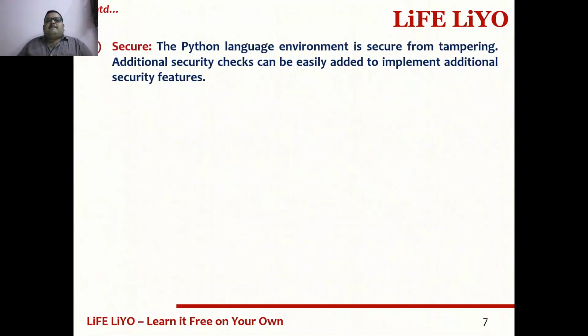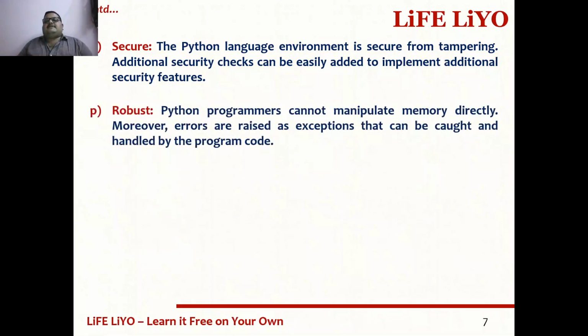Security. The Python language environment is the most secure from tampering because it performs additional security checks. Robustness. Python programmers cannot manipulate memory directly. Moreover, if any errors are raised as exceptions, they can be caught and handled by the program code.